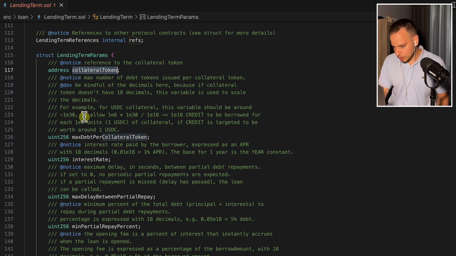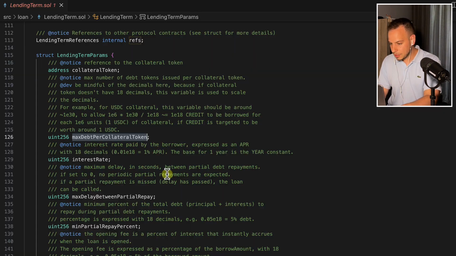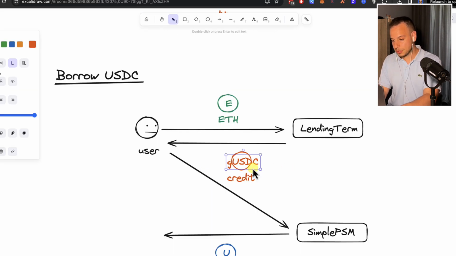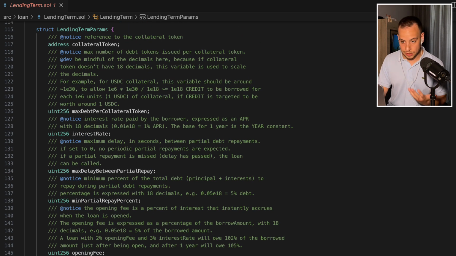Like what is the collateral token? What is the max debt per collateral token? How many credits can you get for every collateral that you deposit? The interest rate that you have to pay and the credit holders are receiving. Minimum partial repay percent, opening fee, hard cap. Yeah, so these are all the parameters of a lending term.